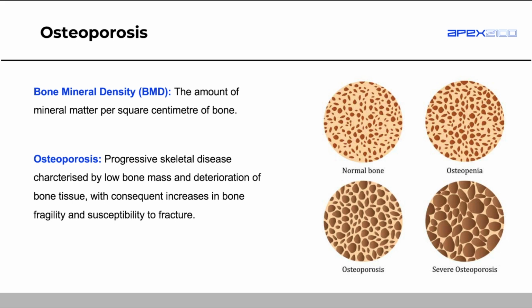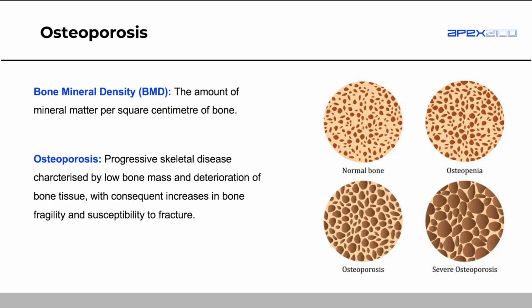And we have then osteoporosis, of course, which is defined as a progressive skeletal disease that's characterized by low bone mass and deterioration of bone tissue. And that consequently increases the fragility of the bone and the susceptibility to fracture. So it increases how fragile the bone is and makes it more likely to fracture.